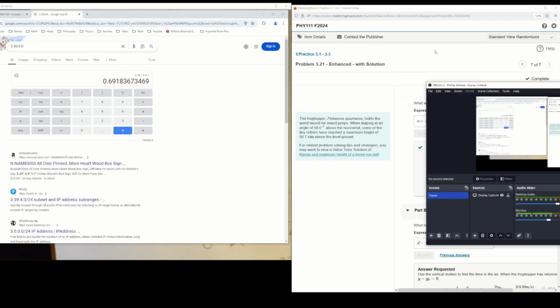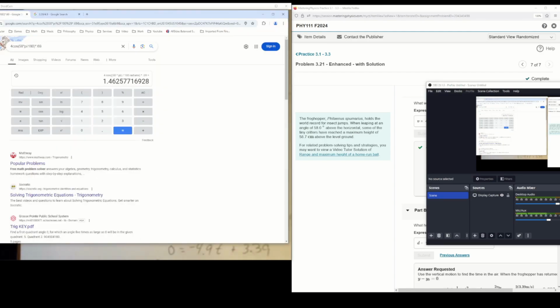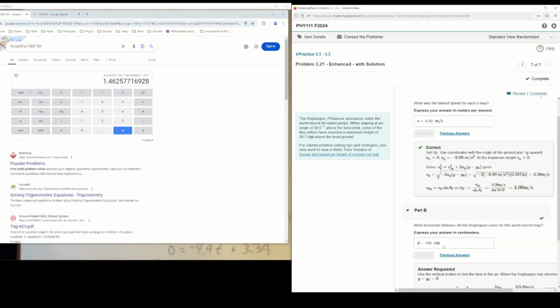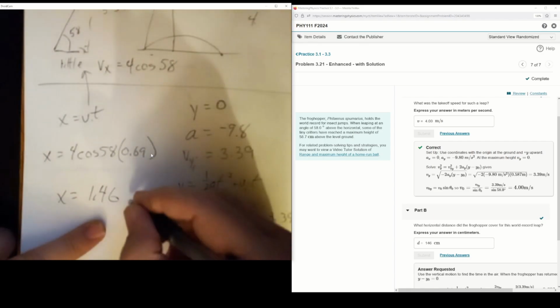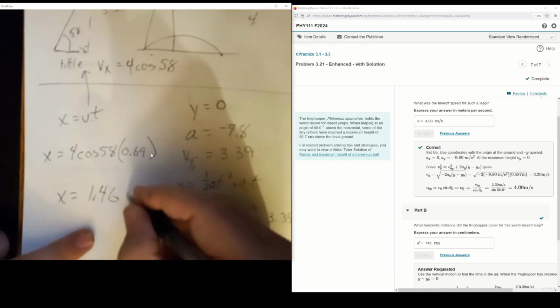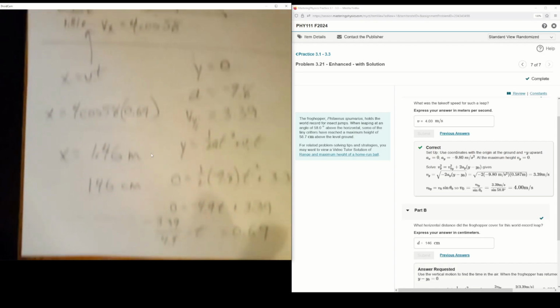All right, so I looked and looked. I couldn't find any mistake in my work, or with anything I typed in. And look, it's because they wanted the answer in centimeters. So my answer was 1.46, but that's in meters, and that is 146 centimeters.